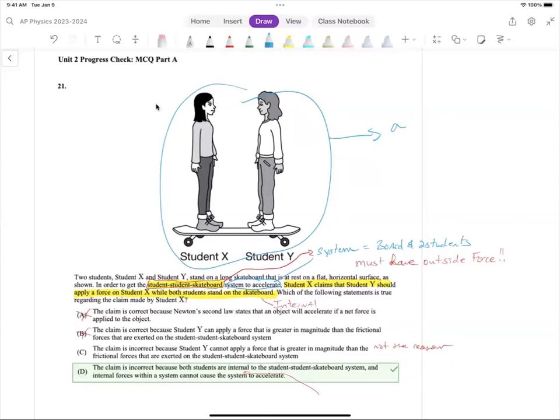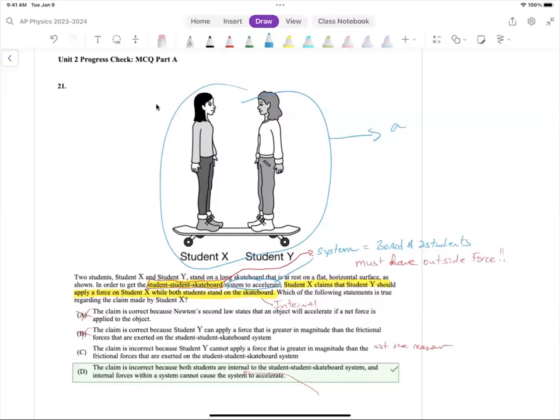A says the claim is correct because Newton's second law, F equals ma, states that an object will accelerate if a net force is applied. That is not a net force acting on the system, so that is incorrect. I would have quickly determined that their claim is wrong and gone straight to C and D. B says the claim is correct because student Y can apply a force greater in magnitude than the frictional force exerted on the student-skateboard system. The student may be able to do that, but she cannot.